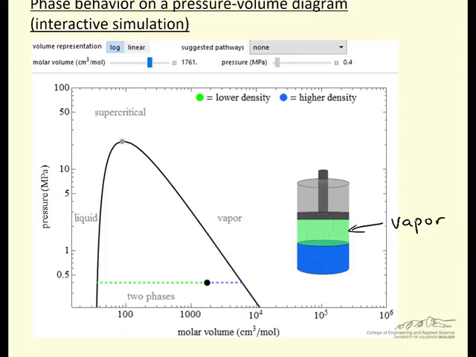So the diagram on the right of the piston cylinder, if you notice up here, is checked log, so it's on a log scale to make it easier to see the two phases. We can independently vary the pressure and the volume and move this dot around on the diagram. Or we can pick one of the suggested pathways, which we'll look at when we look at the actual simulation. So let's look at the simulation and look at different pathways going from liquid to vapor.